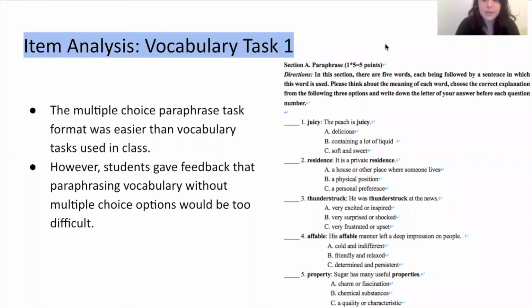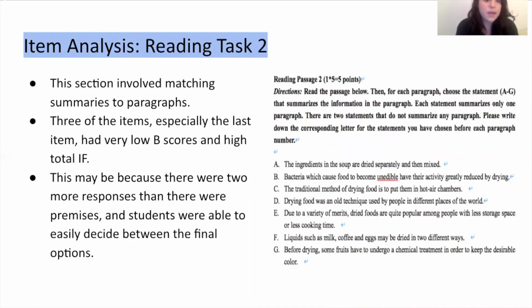Okay, so continuing on for vocabulary task 1, the multiple choice paraphrase task format was easier than vocabulary tasks used in class. However, students gave feedback that paraphrasing vocabulary without multiple choice options would be too difficult. For reading task 2, this section involved matching summaries to paragraphs. 3 of the items, especially the last item, had very low B scores and high total IF scores. This may be because there were 2 more responses than there were premises, and students were able to easily decide between the final options.